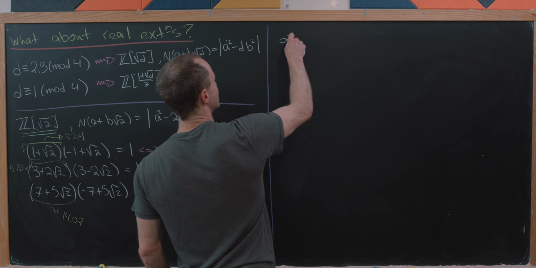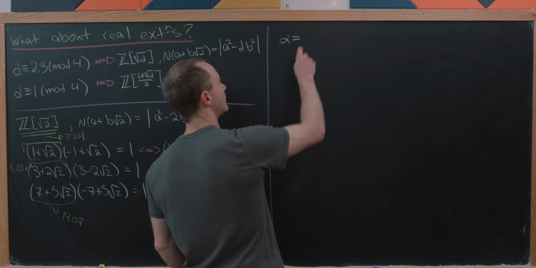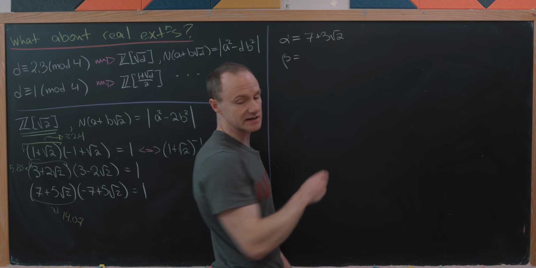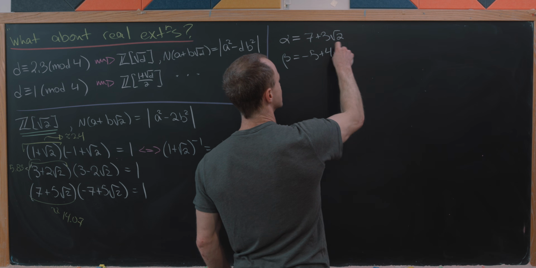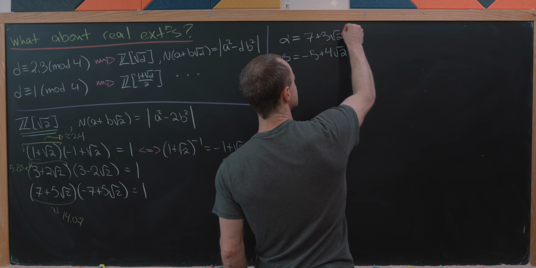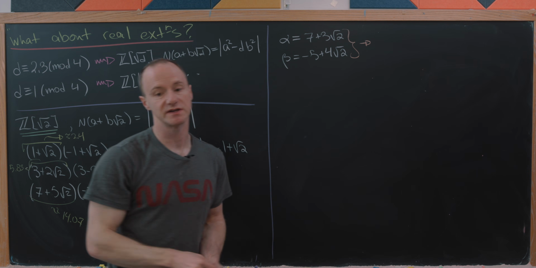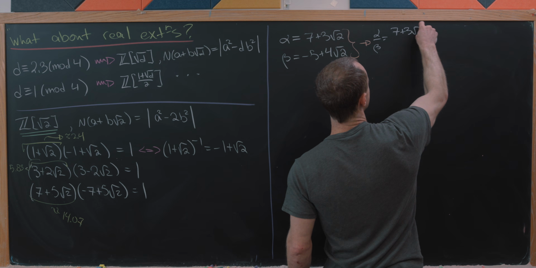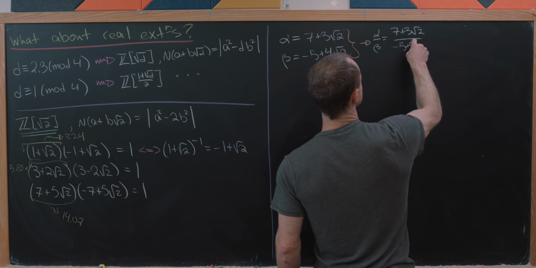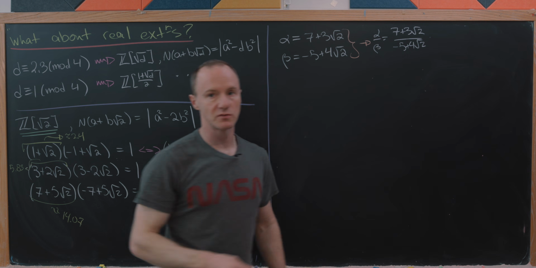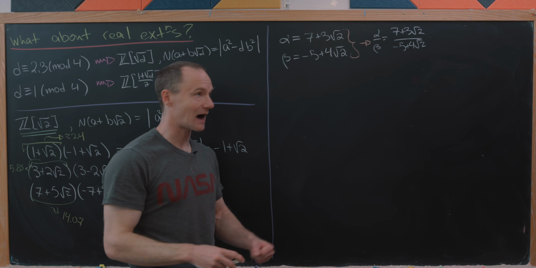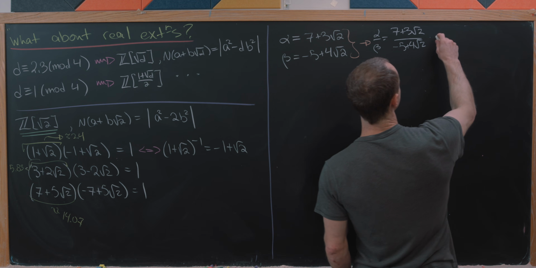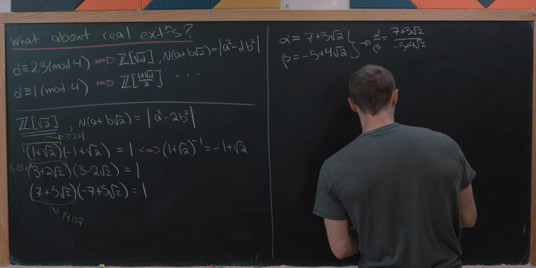Okay, so now let's look at a particular example where we might do division with remainder. So let's take alpha to be 7 plus 3 times the square root of 2, and then let's take beta to be negative 5 plus 4 times the square root of 2. Now, this is going to be a fairly similar calculation to what we saw before. So that means we're going to take alpha over beta. That's going to be 7 plus 3 root 2 over negative 5 plus 4 root 2. Now we'll multiply the numerator and the denominator by something that'll turn the denominator into a positive whole number. And so in this case, that'll be 5 plus 4 times the square root of 2.